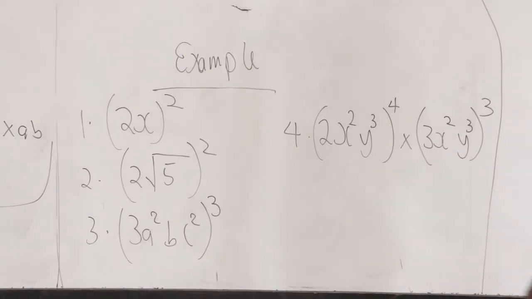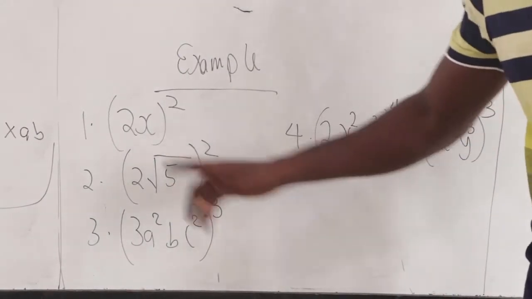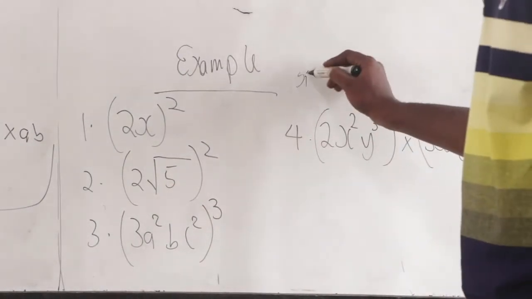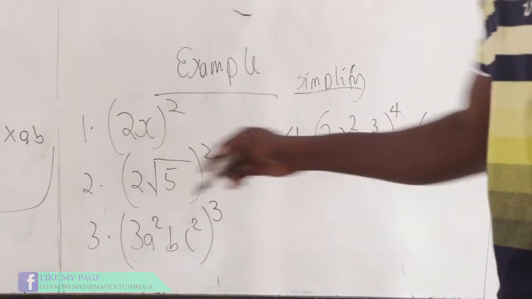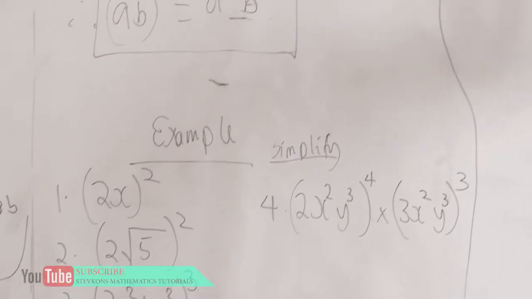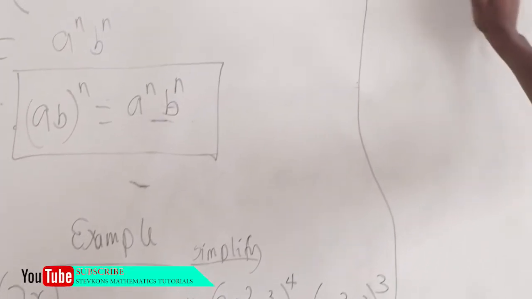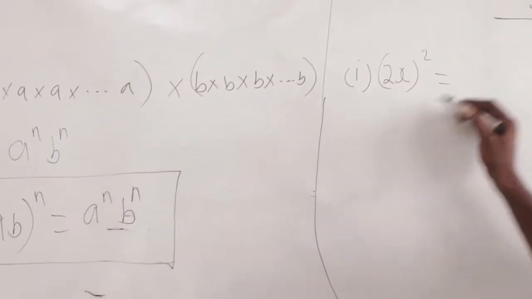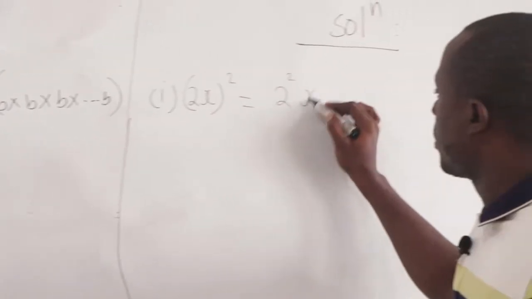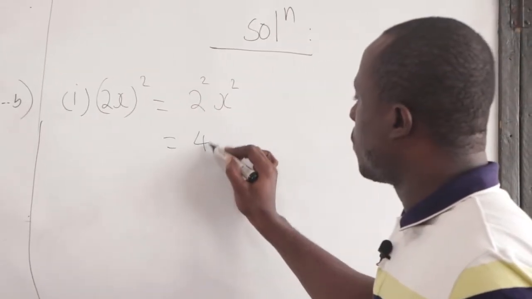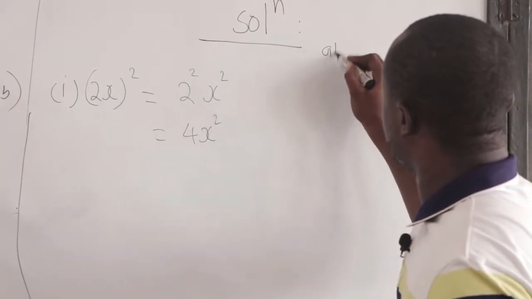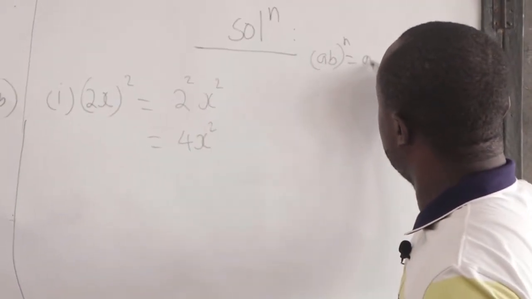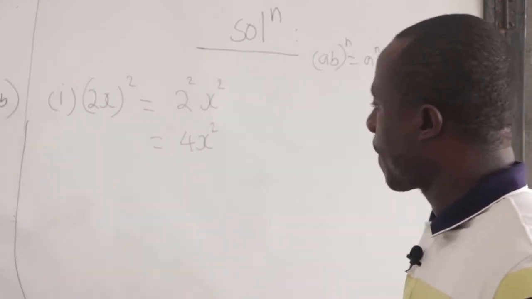Now let's see the first example. We have to simplify, the first one, we have 2x all to the power 2. From the rule, this is just 2 squared x squared. And this is just 4x squared, because 2 squared is what? 4. That is a b, all to the power n, this is a to the power n, b to the power n.